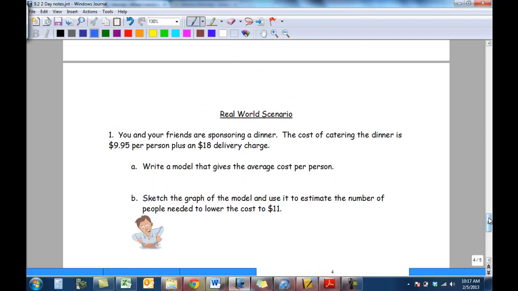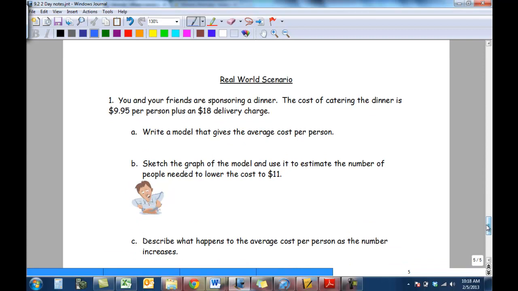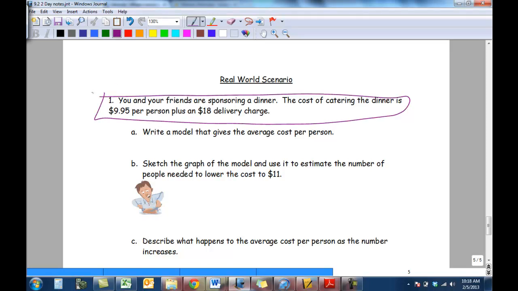Now, the real-world scenarios. You and your friends are sponsoring a dinner. The cost of catering the dinner is $9.95 per person plus $18 delivery charge. Now, let's go back to Algebra 1, or even first semester. If I gave you a question like this, the question I would ask was, what is the total cost? So let's talk about that.